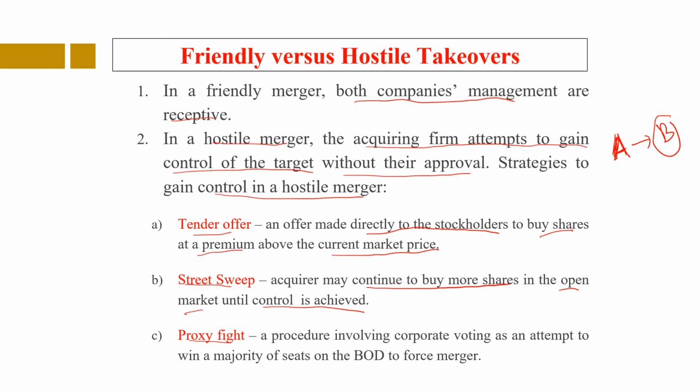And the last one, falsify a procedure involving corporate voting as an attempt to win a majority of seats on the BOD to force a merger. So diorang akan berusaha sedaya upaya untuk ambil alih B. Kalau hostile merger, dia lebih kepada cara-cara, strategi-strategi yang kita panggil in the words of kasar lah, sebab dia try, contoh A nak acquire B, dia akan try sedaya upaya untuk acquire the B itself. Kalau untuk friendly, both company management are receptive, saling menerima.